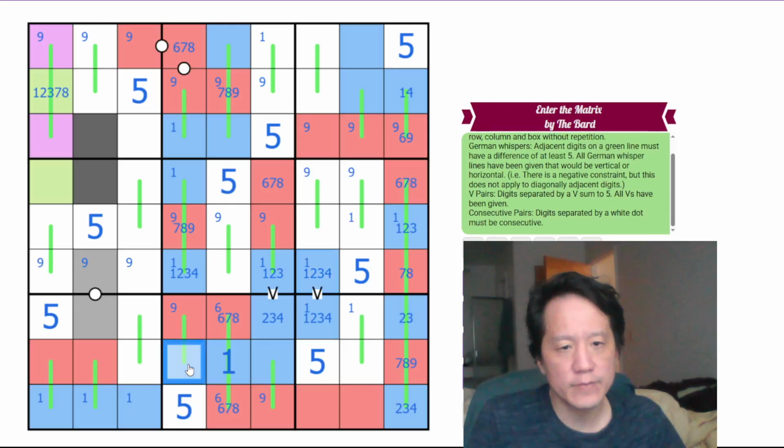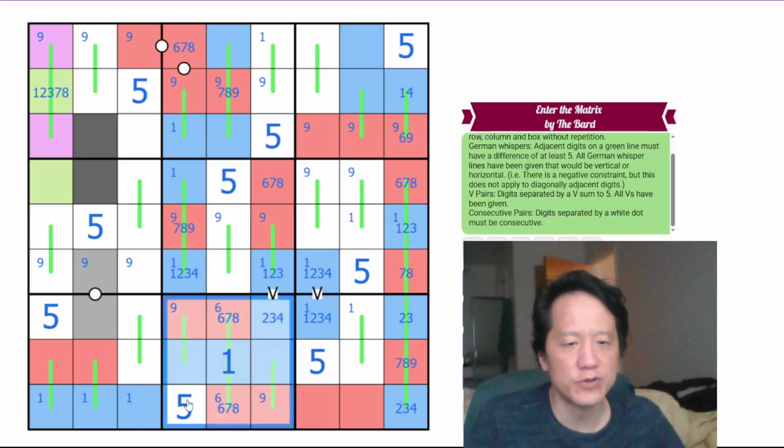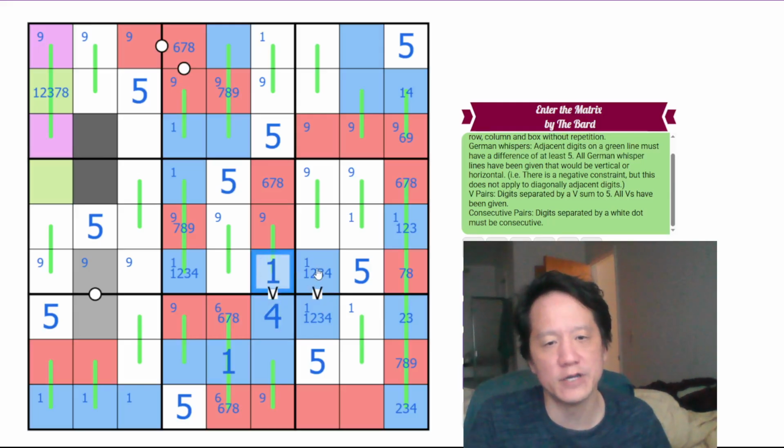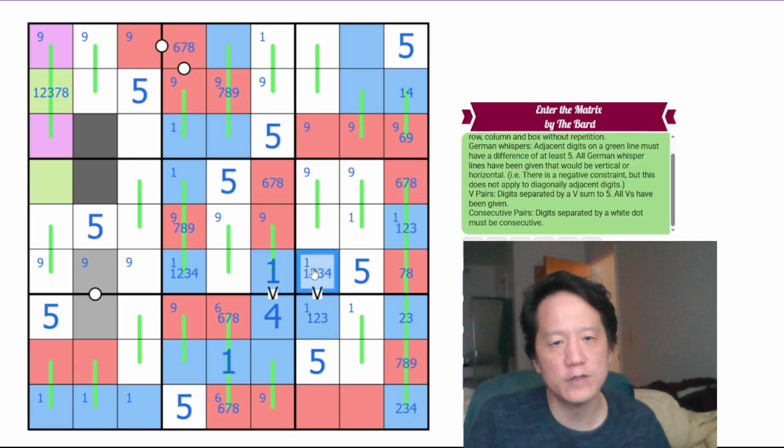Four cannot be either of these cells, because we have all of these already accounted for. Where is the 4 then in box 8? It has to be here. So this is 4, which makes this a 1. This obviously can't be 4 anymore. This can't be 1. These cannot be 1.